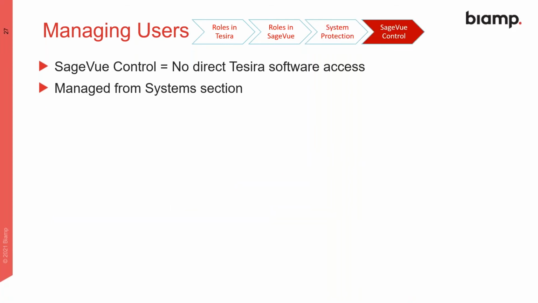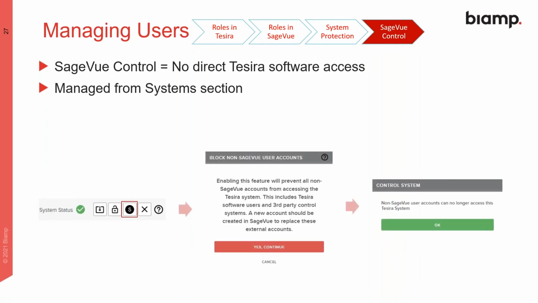However, SageVue also has this additional feature called SageVue Control, and it's really just that. It's complete control from SageVue, no direct access from anything else. Similar to system protection, that's managed from the systems menu, those convenience buttons in the top right, and it's that sort of super SageVue S icon we see there. When you click on that, you'll get a helpful dialog that describes what that feature is doing: preventing all non-SageVue accounts from accessing the Tesira system. And probably the most important thing here is this includes Tesira software users and third-party control systems.